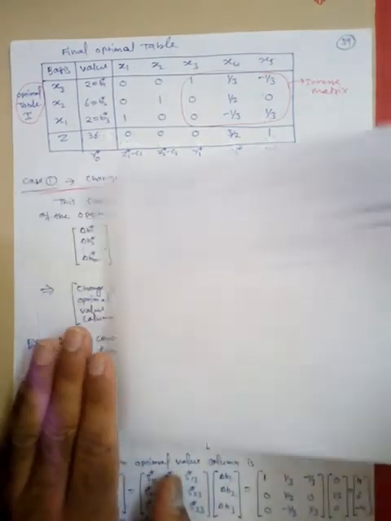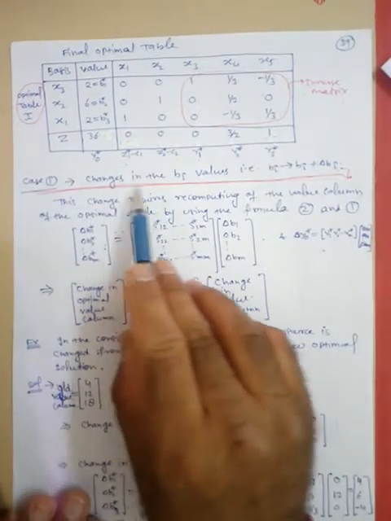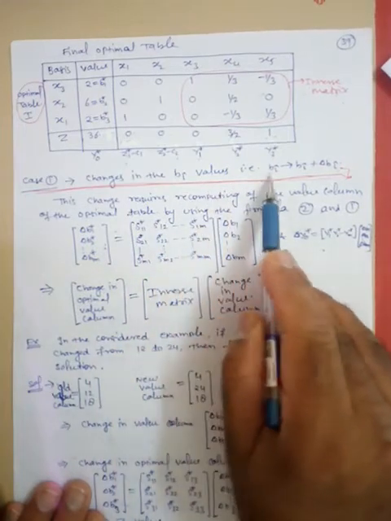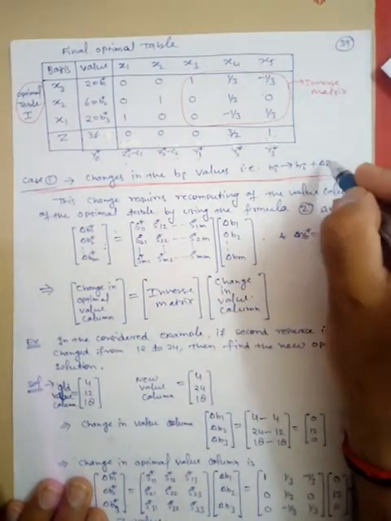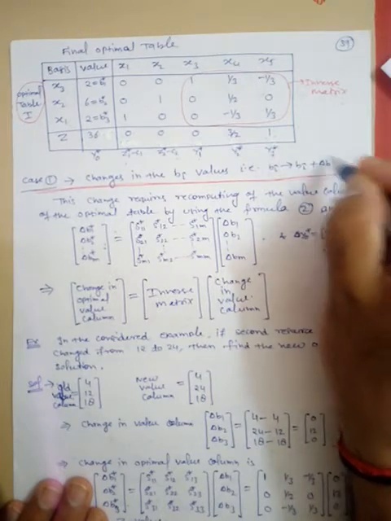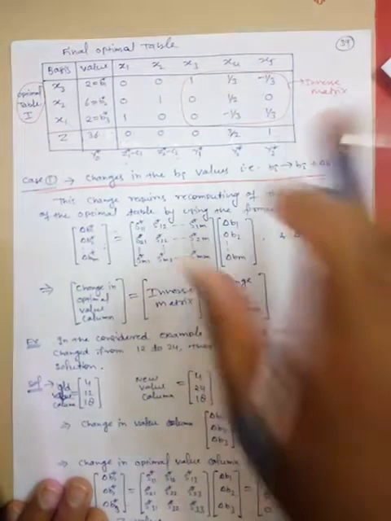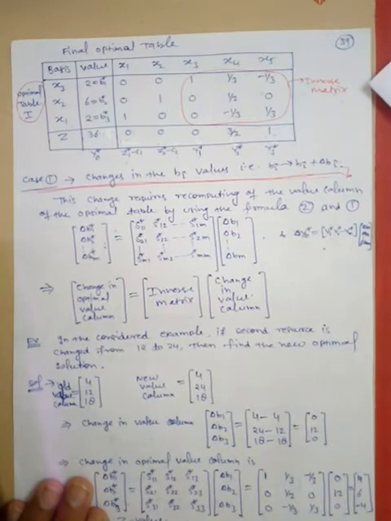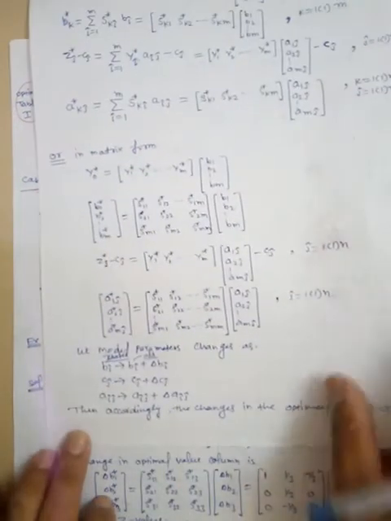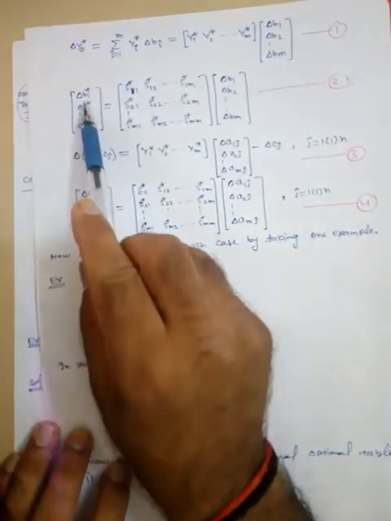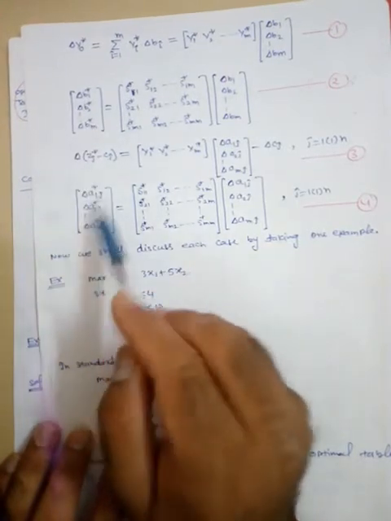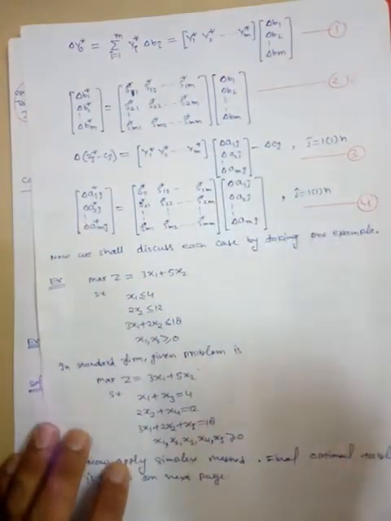Now we will discuss the first problem: changes in the bi values, that is, b1 is now updated as bi plus delta. This change may be in negative form or in positive form, we don't know. Here we have to use these four formulae: delta y0, delta b1, b2, bm, and so on. So these are the changes.